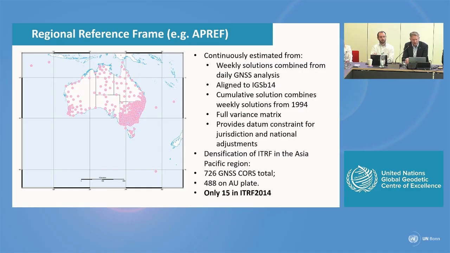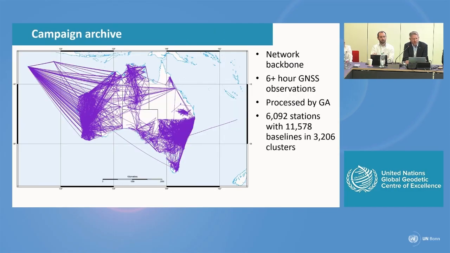And then this is the campaign archive that got added in as well. And you can see that it goes all the way out to places like Christmas and Cocos Island, which are Australian territories out to the northwest. And it includes 6-hour plus observations of GNSS from the campaign data. So in total, there were 6,092 stations with over 11,000 baselines, and they get broken up into clusters, which is more to do with how the software operates. So I won't go into detail on that just yet.